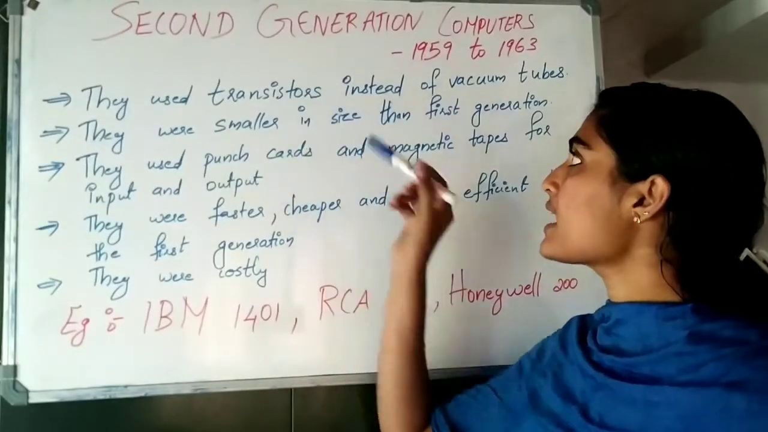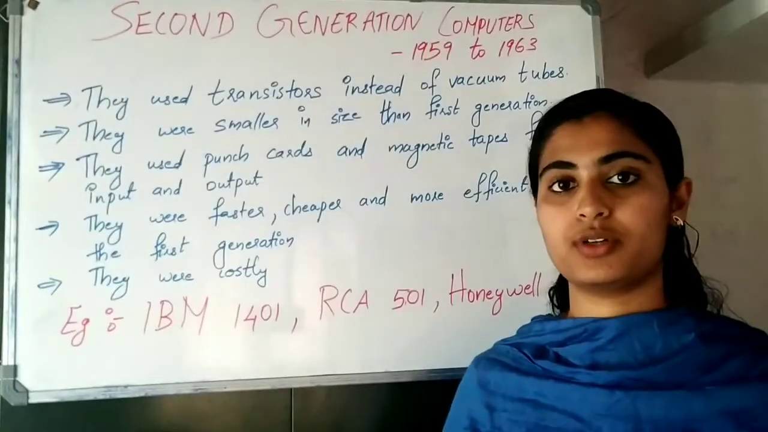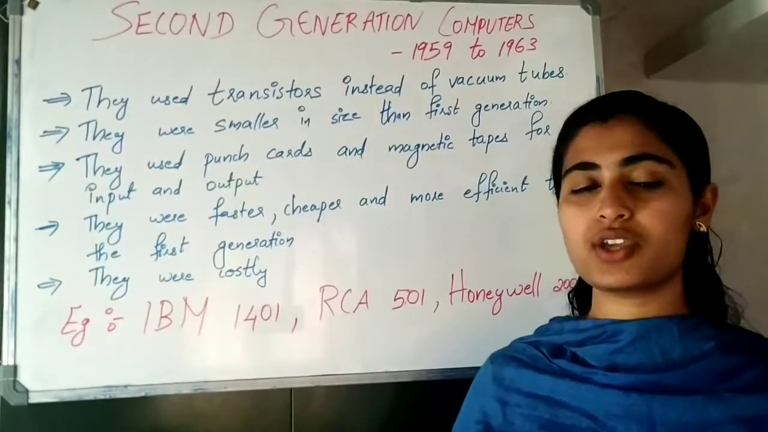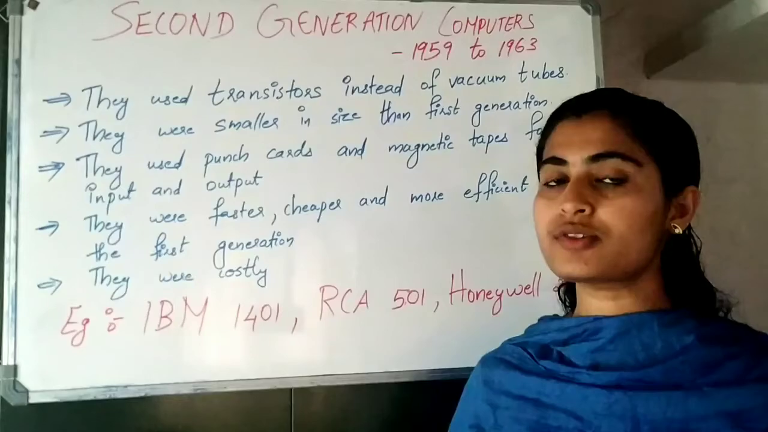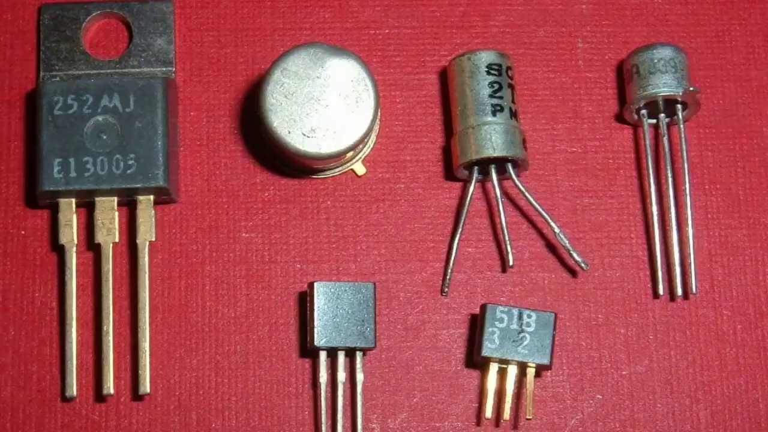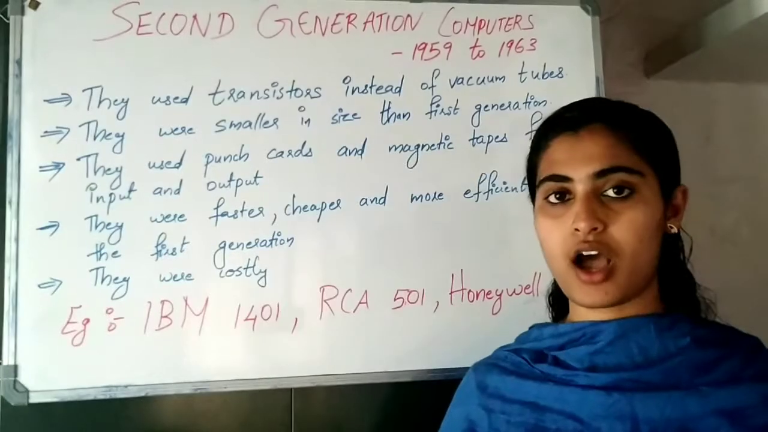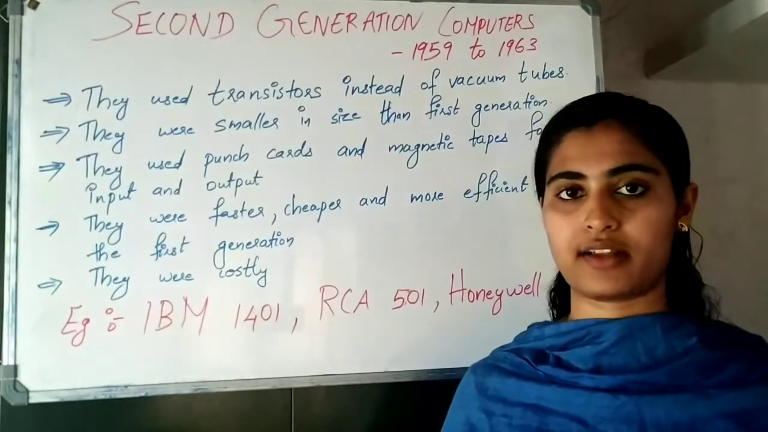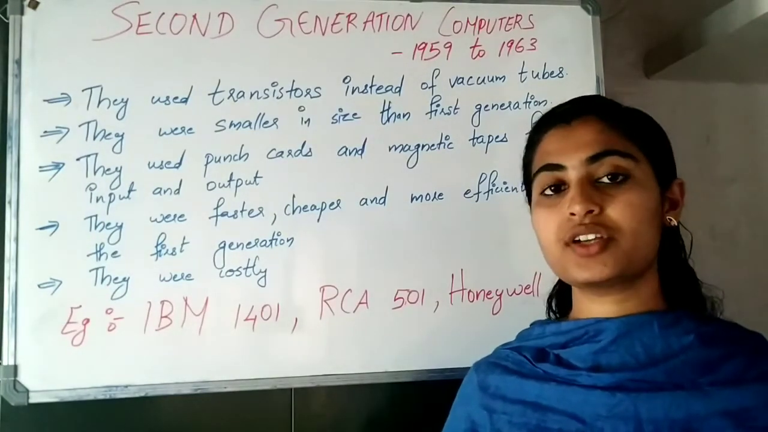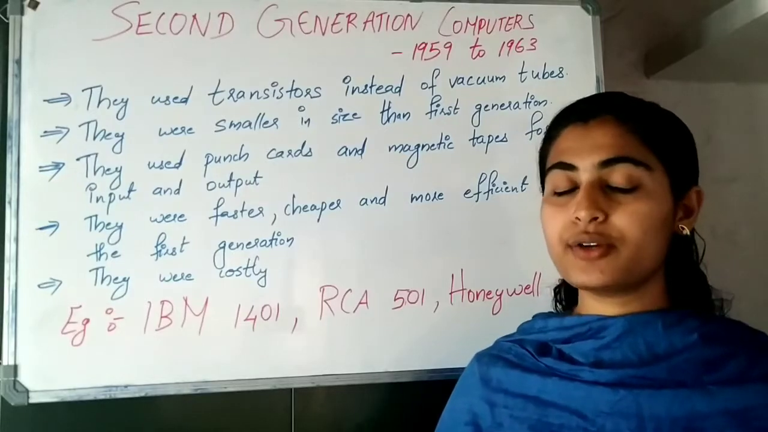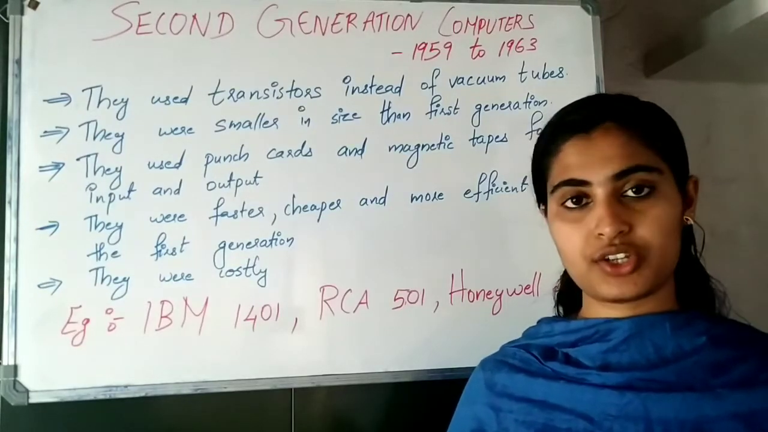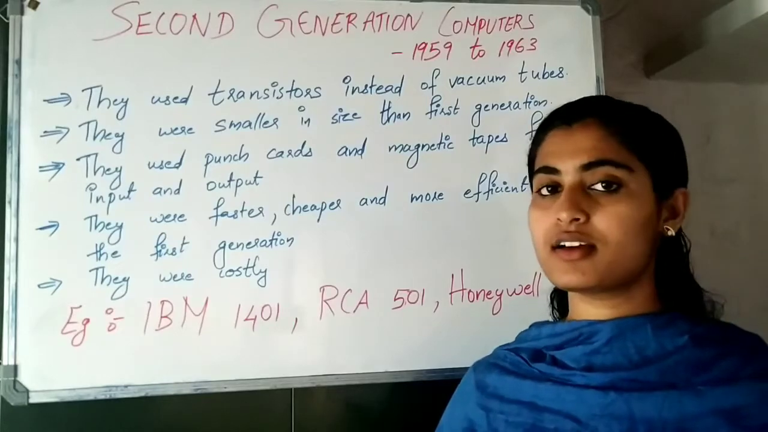They used transistors instead of vacuum tubes. First generation computers used vacuum tubes. Here we use transistors. What do you mean by transistor? Transistor is an electronic device in which if you give a low amount of current as input, it will produce a high amount of current as output. Okay, that is a transistor. So first generation computers used vacuum tube as a technology. In second generation, we use transistor as a technology.